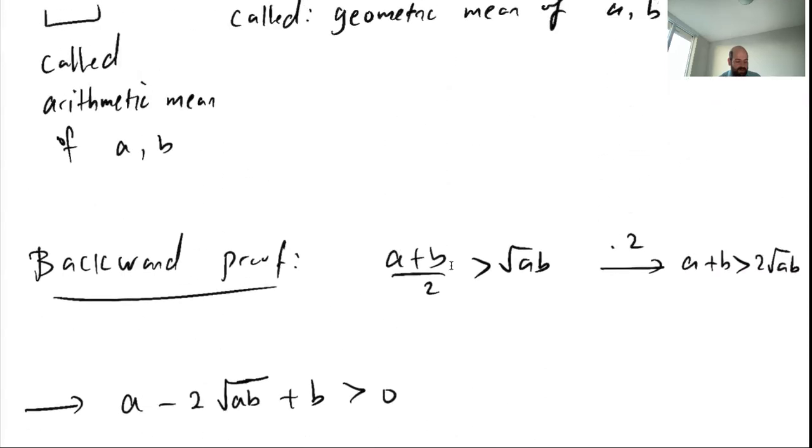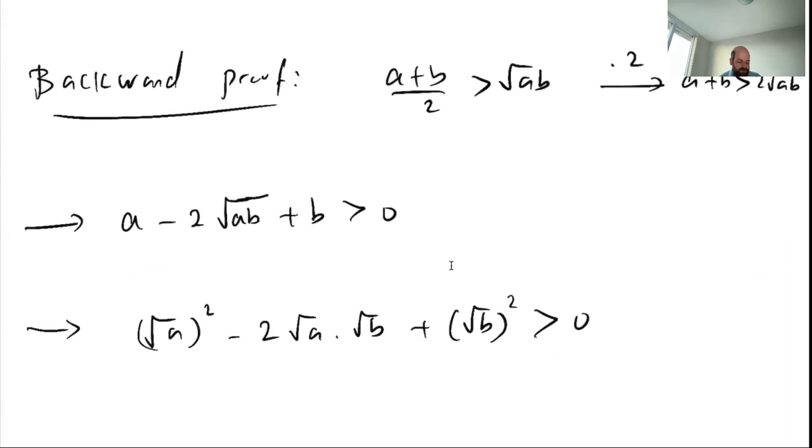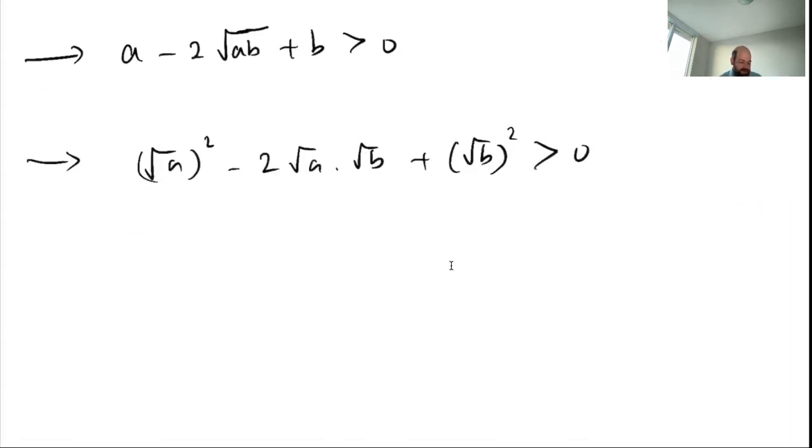Because remember, a and b are both positive. So of course, root ab is the same as root a times root b. Now I have an identity, x squared minus 2xy plus y squared. What is it? x minus y the whole squared. So root a minus root b the whole squared is bigger than 0.